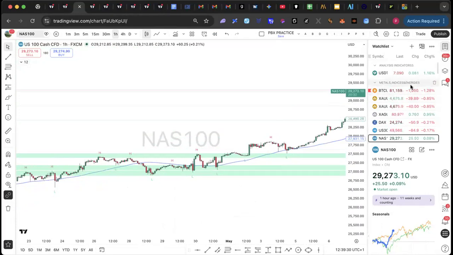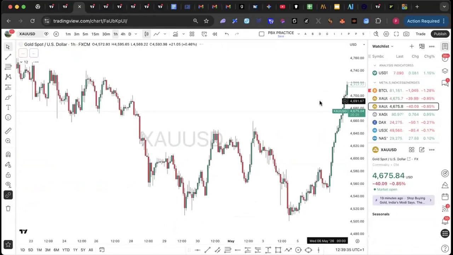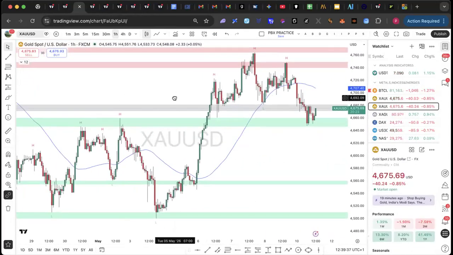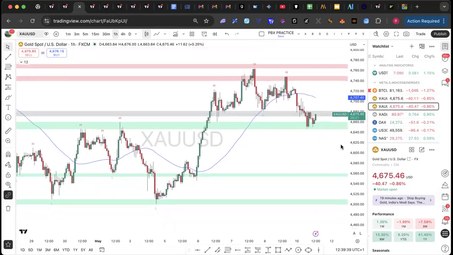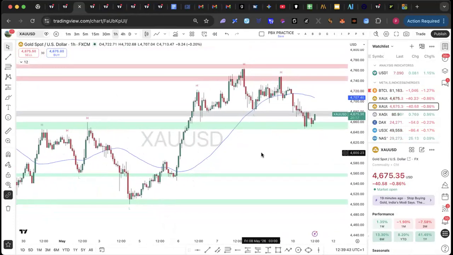So look at Bitcoin, at gold, at everything. You can see gold, for instance. So look at gold. Let's go here. So this is the 1 hour time frame. I say work with your 1 hour time frame, it makes more sense and gives you more clarity than other time frames.